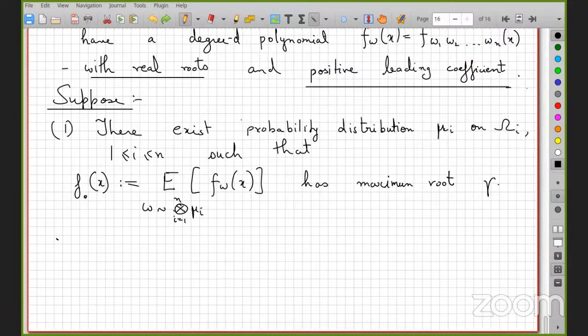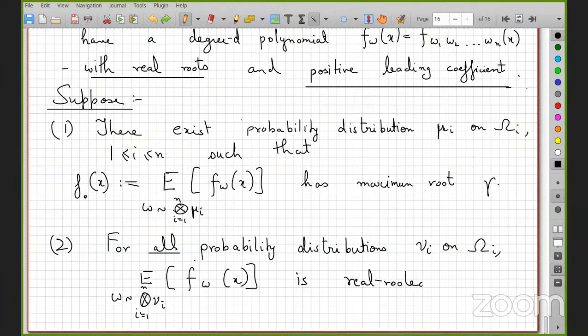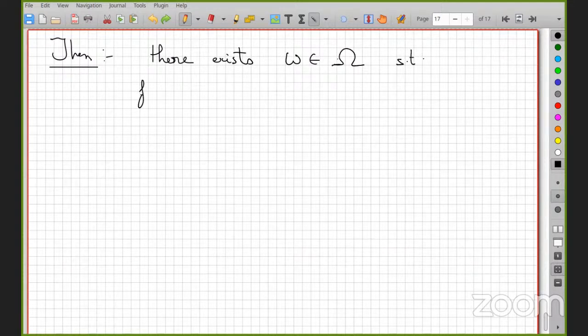And the second thing in the hypothesis is that for all probability distributions mu i on omega i, the expectation of f omega of x, when omega is sampled according to the product distribution, is real rooted. Okay. Then there exists one of these polynomials, f omega of x, whose maximum root is at most gamma.